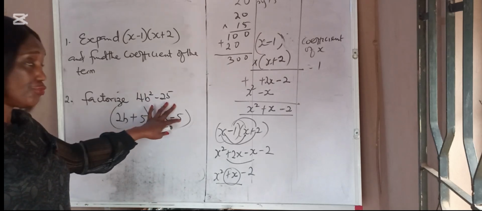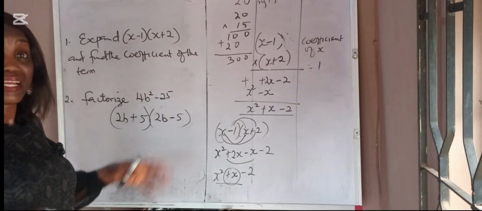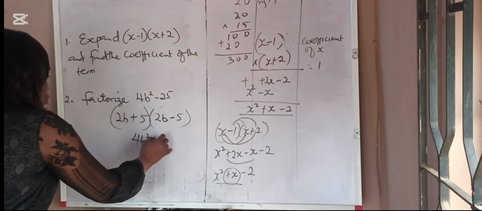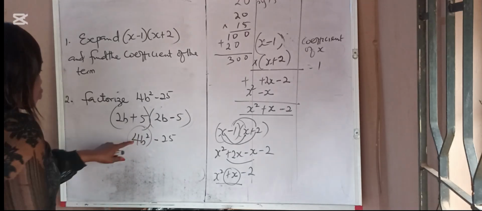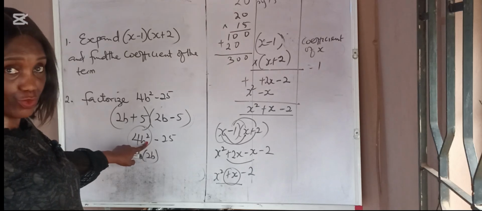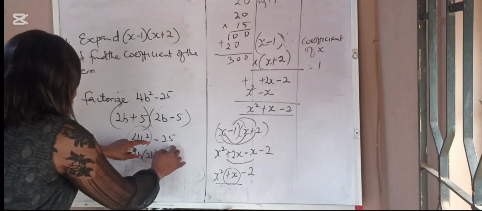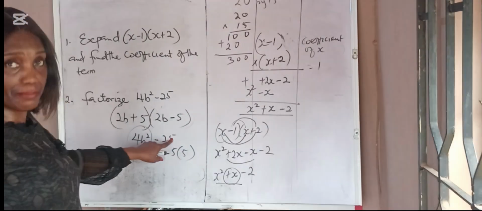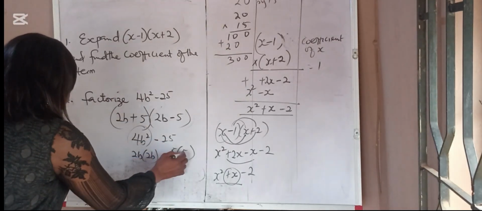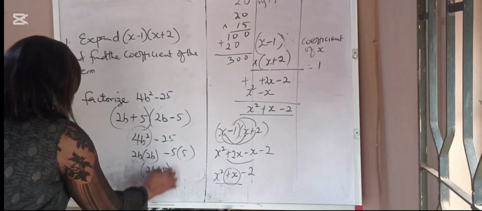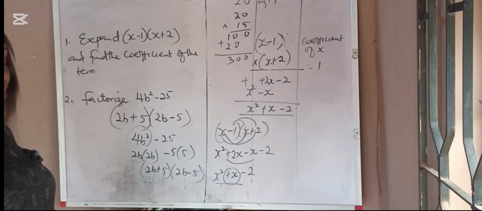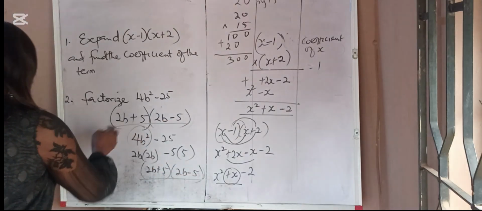In case you are confused, you can also use another simple method by expanding each of them. Then having 4b squared minus 25. To expand this, 2b multiplies 2b will give me 4b squared, okay? That minus 5 multiplying 5 will give me minus 25. All I simply do is I will pick their sum. The sum is this and this, 2b plus 5, and also the difference, 2b minus 5. As you can see, they have the same answer.